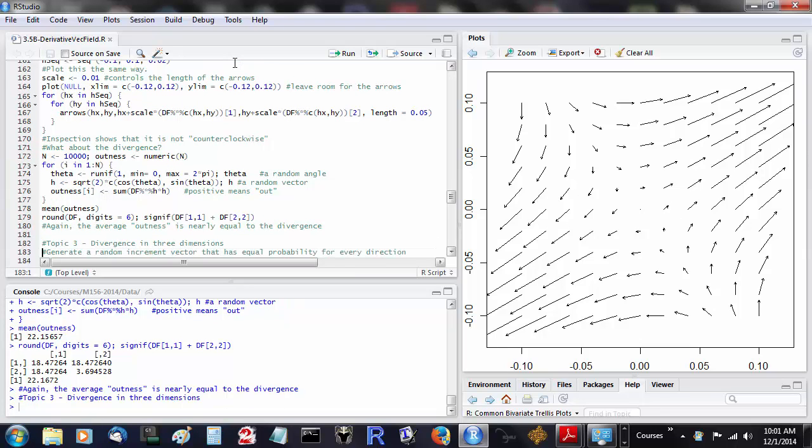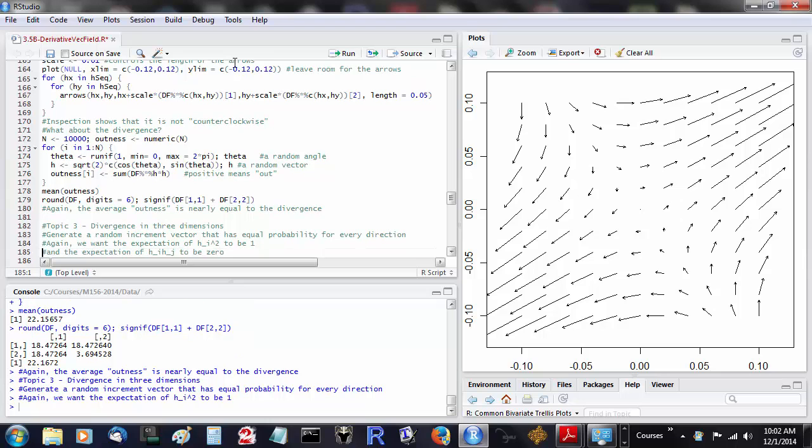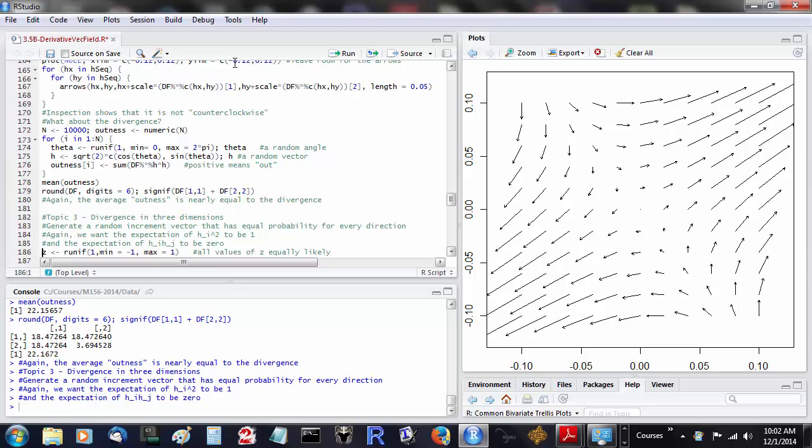Now, how do we extend this to 3 dimensions? The tricky part is to generate a random increment vector that is equally likely to point in any direction, and we want to make sure that the average value of the square of each component is equal to 1. If the vector points equally likely in all directions, we'd expect if we took the product of 2 components, that would be positive half the time, negative half the time, and average out to 0.